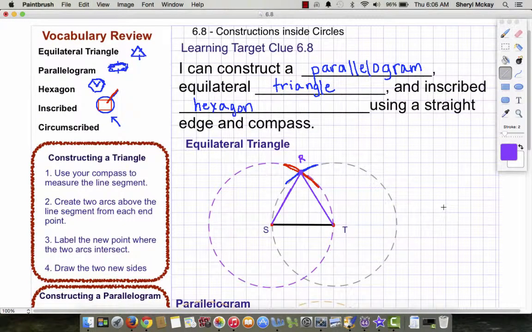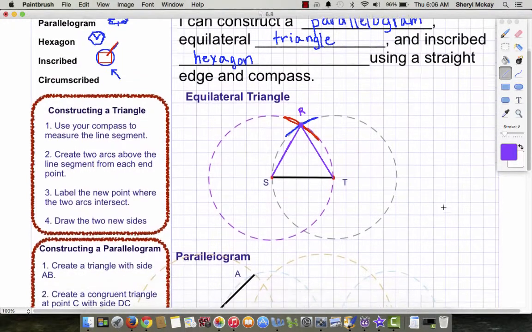Okay, so that was really just using what we learned last time about arcs and being able to make arcs, and really what we're doing is we're making two circles that are crossing, and where those circles cross is where our new point is, and we know that the line segment that connects those 2 points is congruent to the line segment that we use to make the radius of that circle.